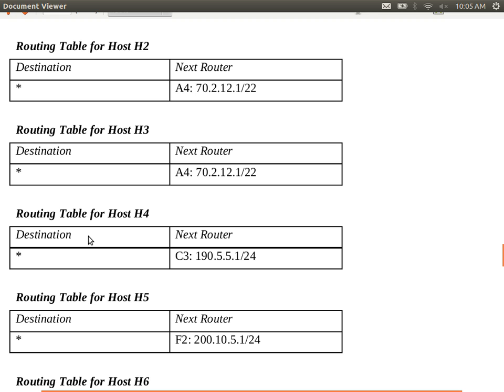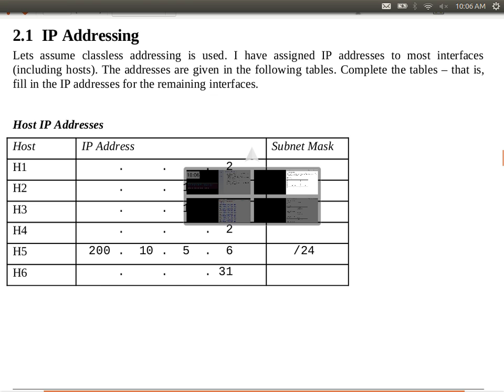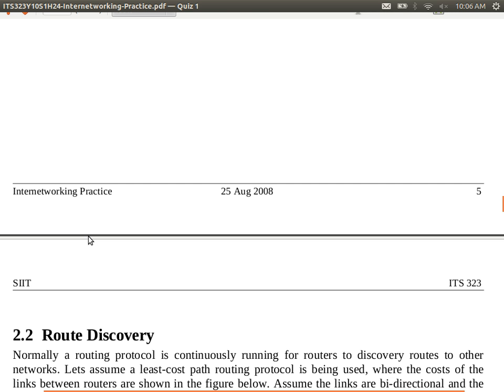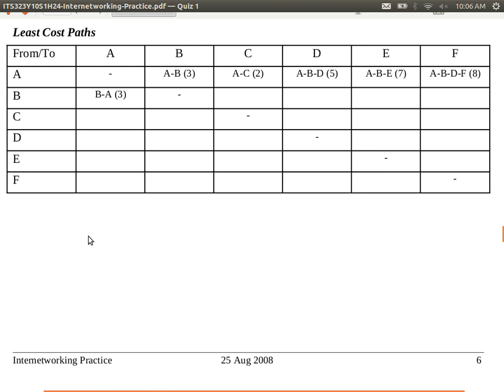Routing tables for hosts are generally simple. They can be more complex, but in most cases you just need one or several entries, because there's just one path to take. The routing tables for the routers are more complex. Let's go to the more complex case and find the routing table for a router. I'll go back to the questions. We know the routes. I'll show them in a moment.